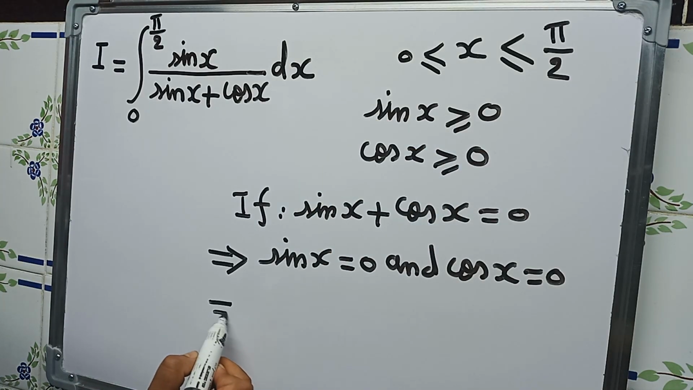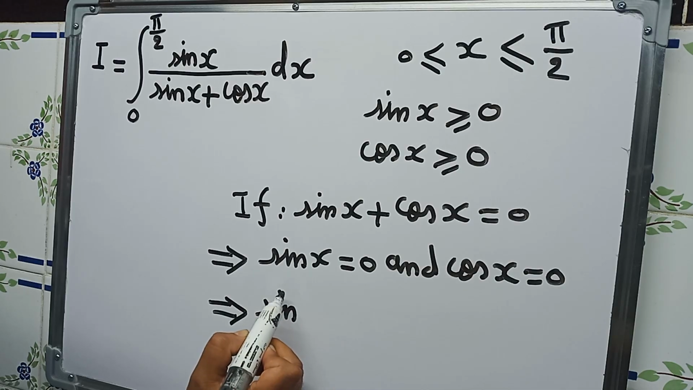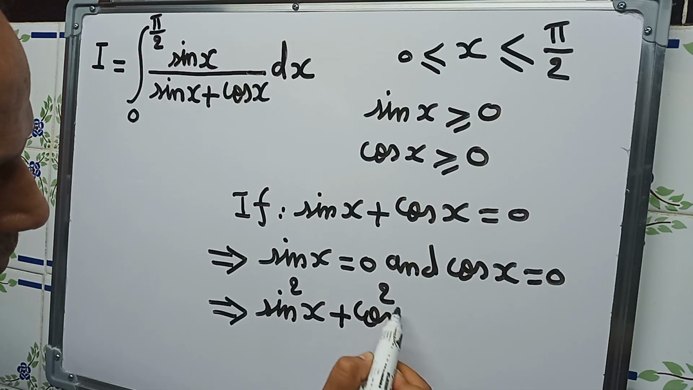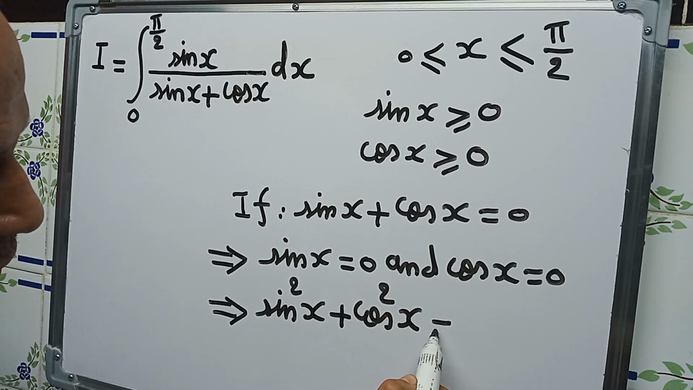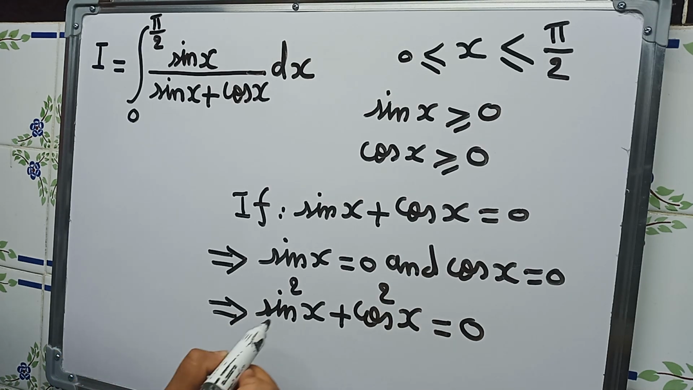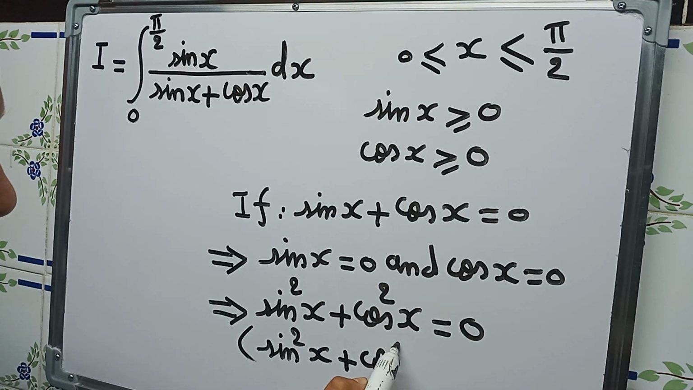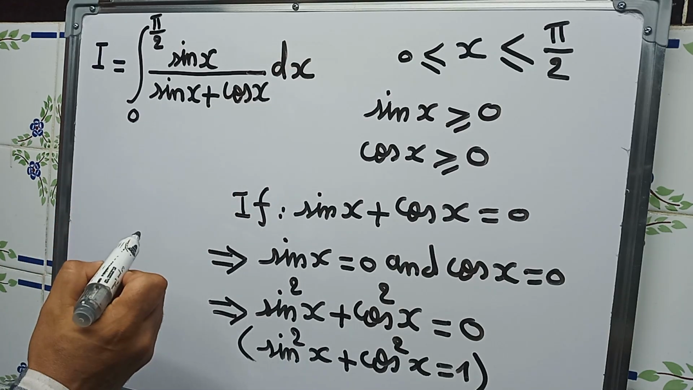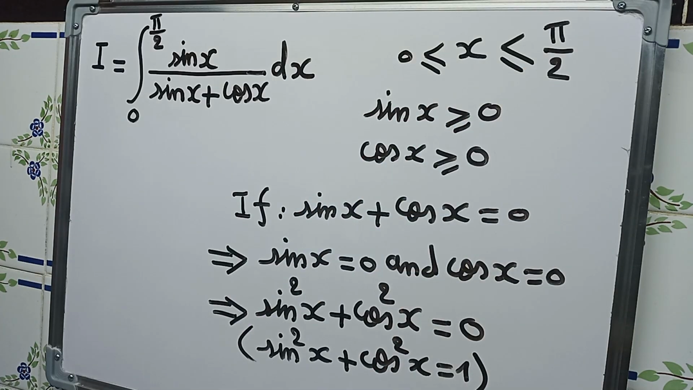And this, of course, will imply that sine squared of x plus cosine squared of x will be equal to 0. And of course, this is a contradiction, since we know that sine squared of x plus cosine squared of x is equal to 1. So sine of x plus cosine of x can't be equal to 0 in between 0 and pi over 2.